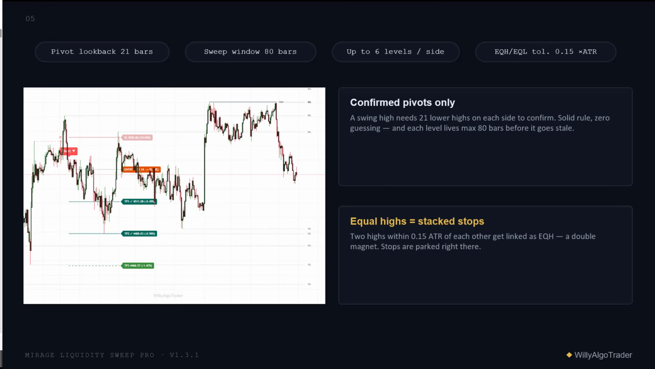On top of that, when 2 swings line up at almost the same price, Mirage connects them as equal highs or equal lows. Those are the strongest magnets on the chart and basically a billboard saying stops are parked right here, and they get hunted constantly.